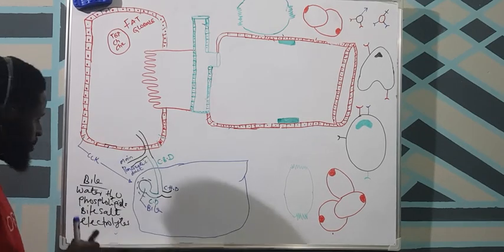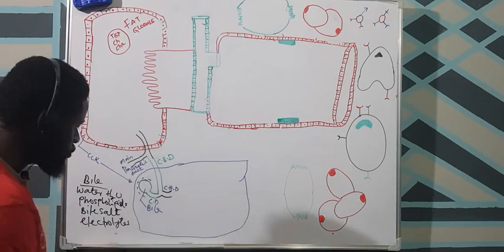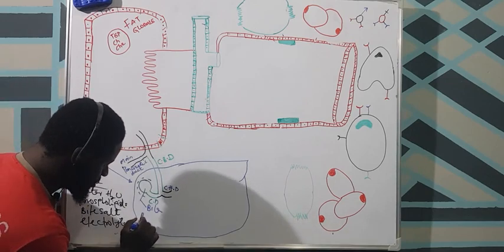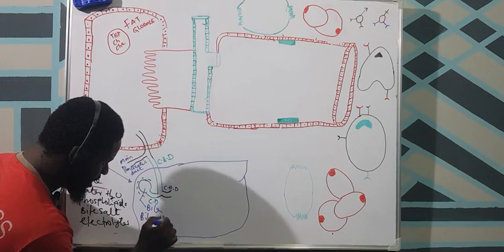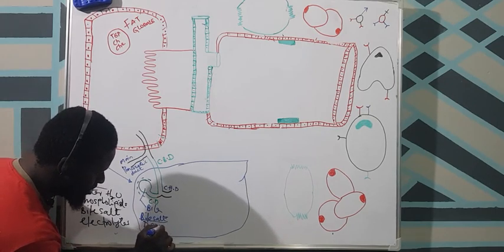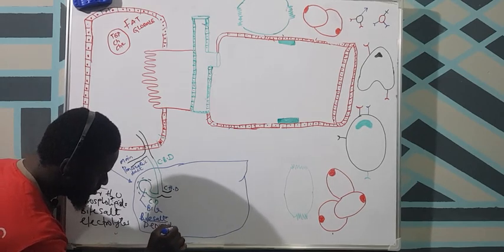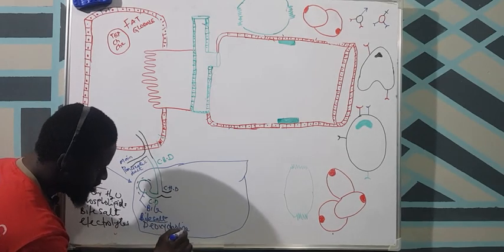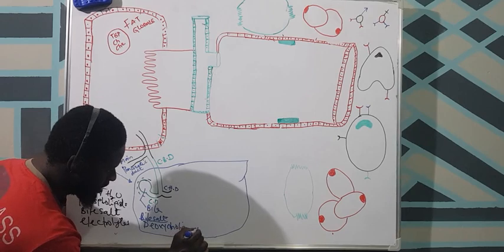So we are focusing on the bile salt, and the bile salts are of two types. I have the oxycholine, and I have cholic acid.